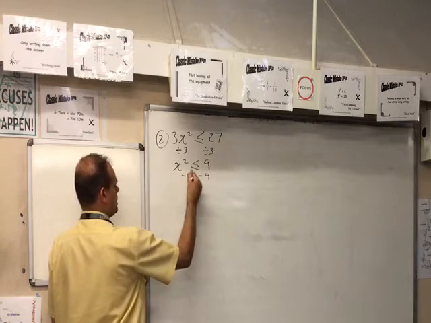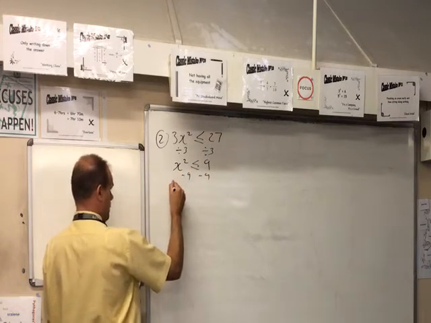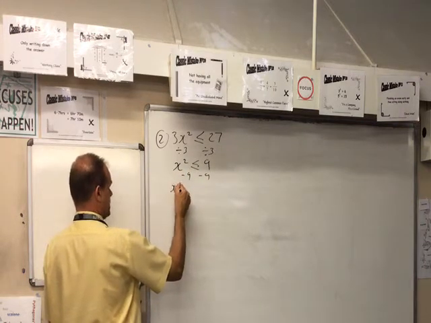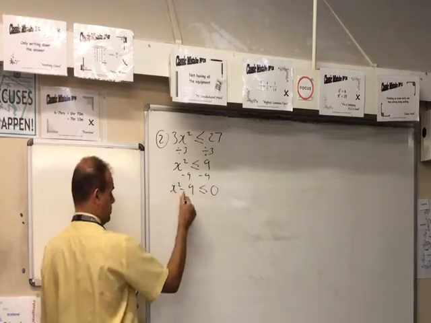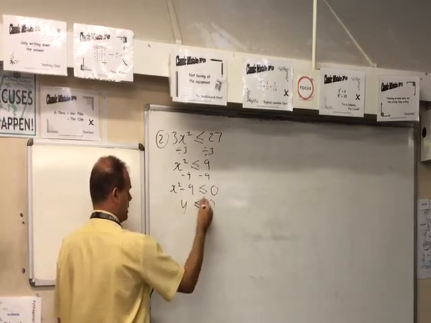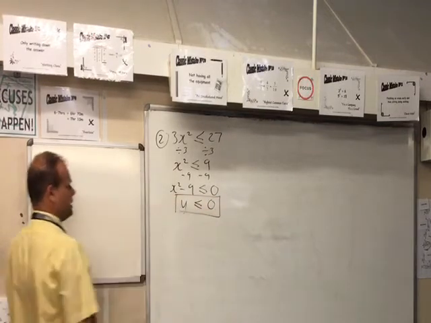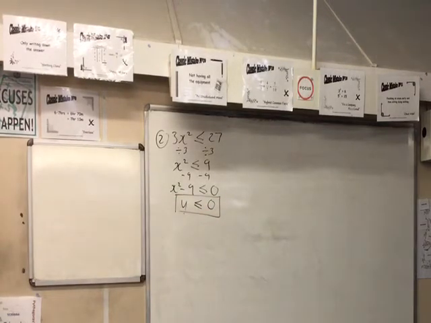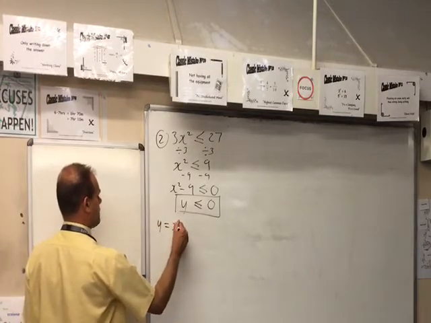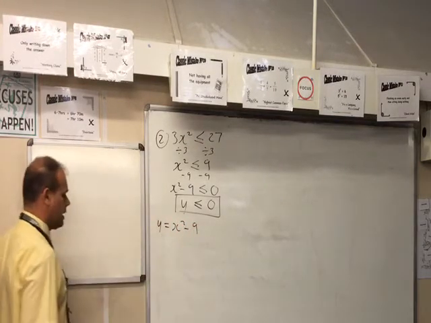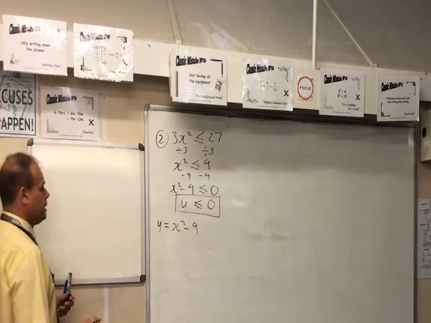Take 9 off both sides to get it with the 0 on the right hand side, so that's x squared minus 9 is less than or equal to 0. There's your function of x, which is really y. So you want to find the values of x where y is less than or equal to 0. That's the key to the shading, the red on the graph. Like I did before, much quicker now. I've got y equals x squared minus 9. I want the y-intercept, which is the value.